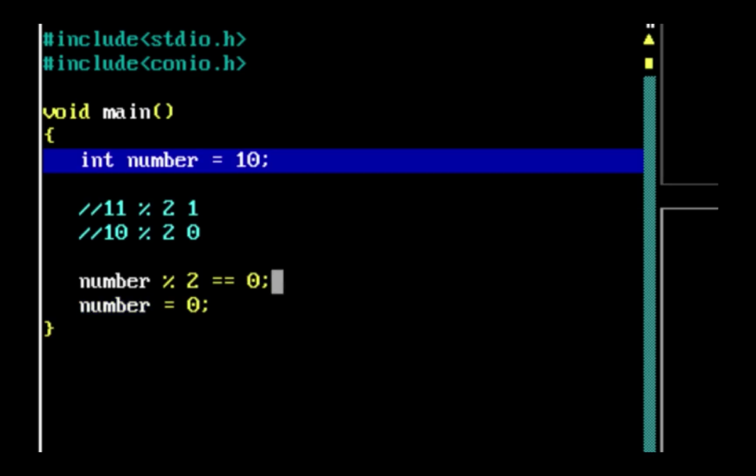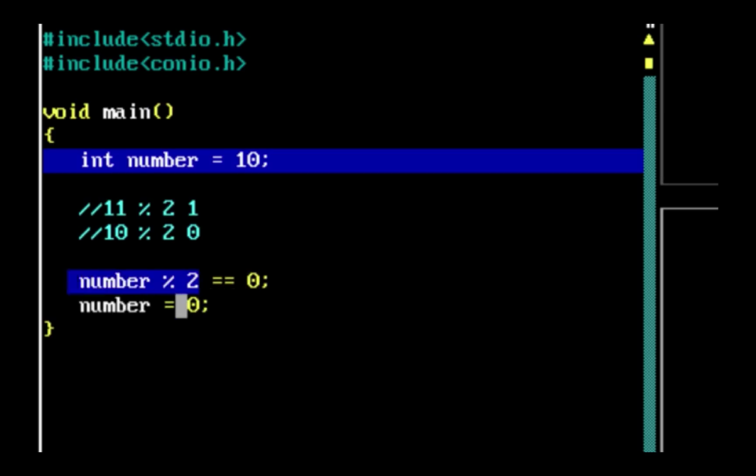However, the double is equal to is called the comparison operator. The comparison operator is a little different. The comparison operator actually compares the left hand side and the right hand side.